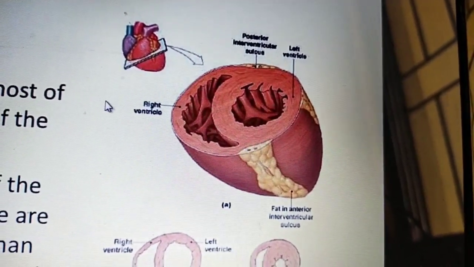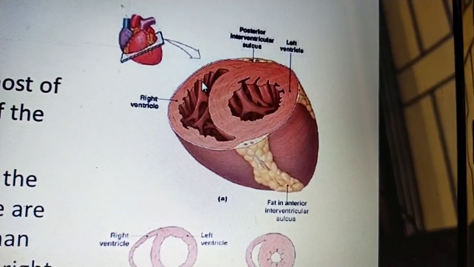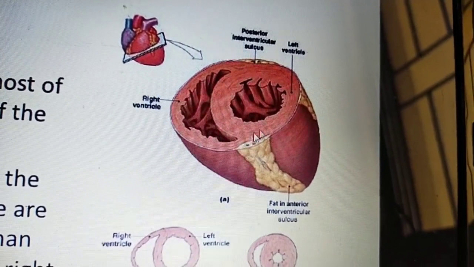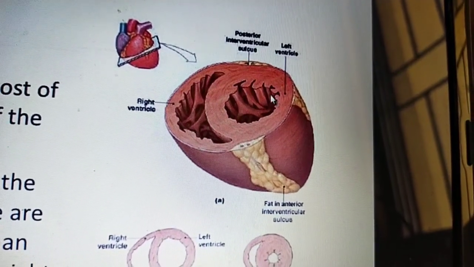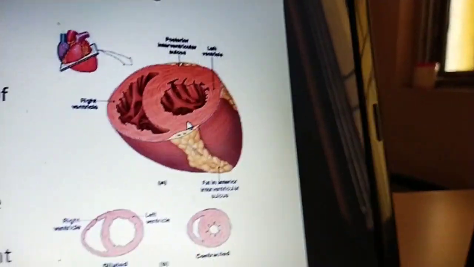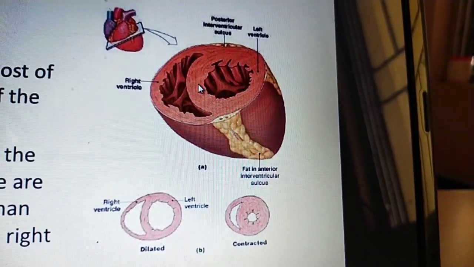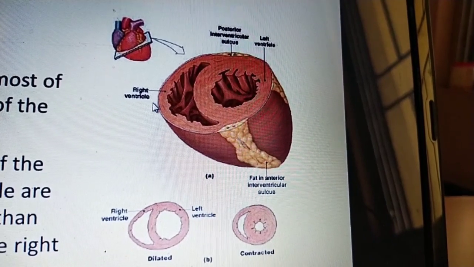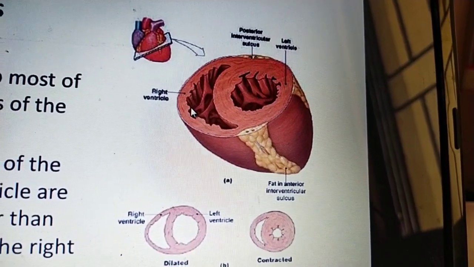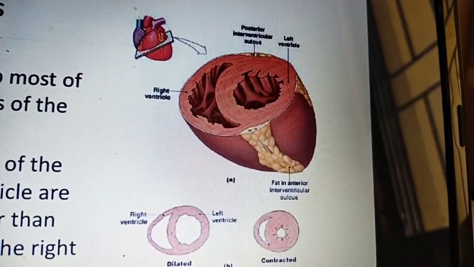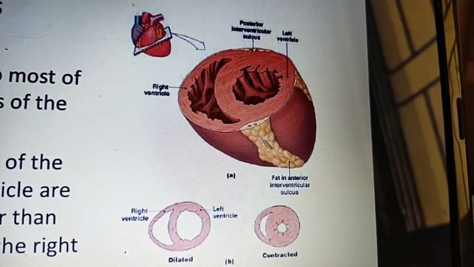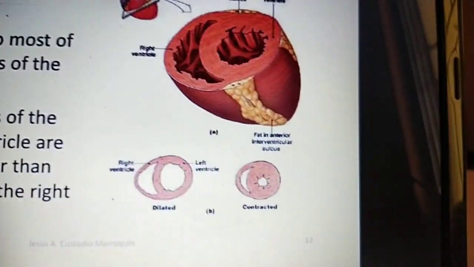Go for the cross section. In that, the right ventricle looks like a crescent, semilunar or half moon shape, and the left ventricle is rounded or conical in shape. The left ventricle has thicker musculature as compared to the right ventricle, and the thickness of the muscles of the myocardium denotes the ability of the heart to pump the blood.